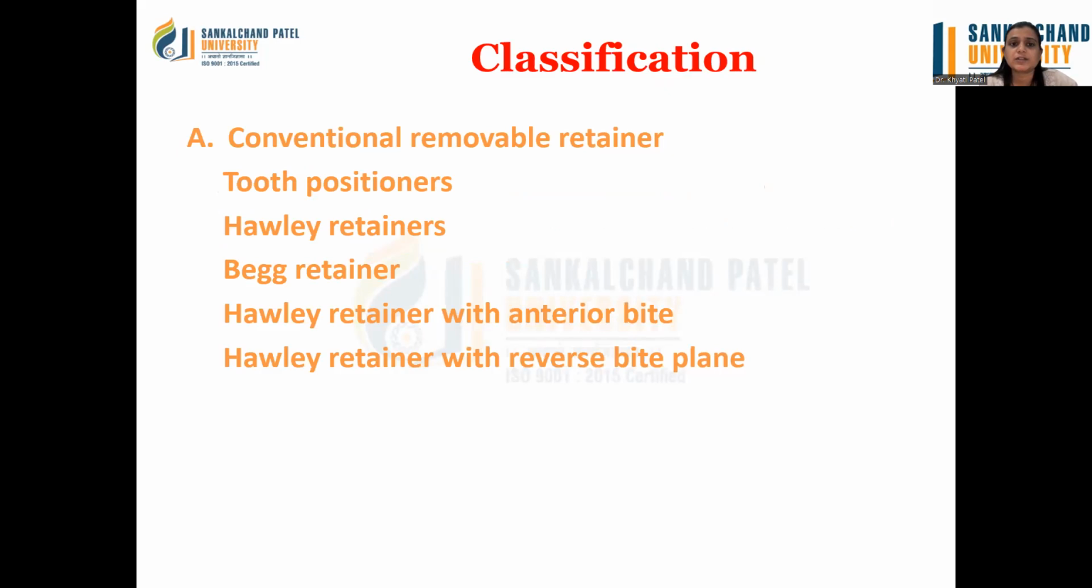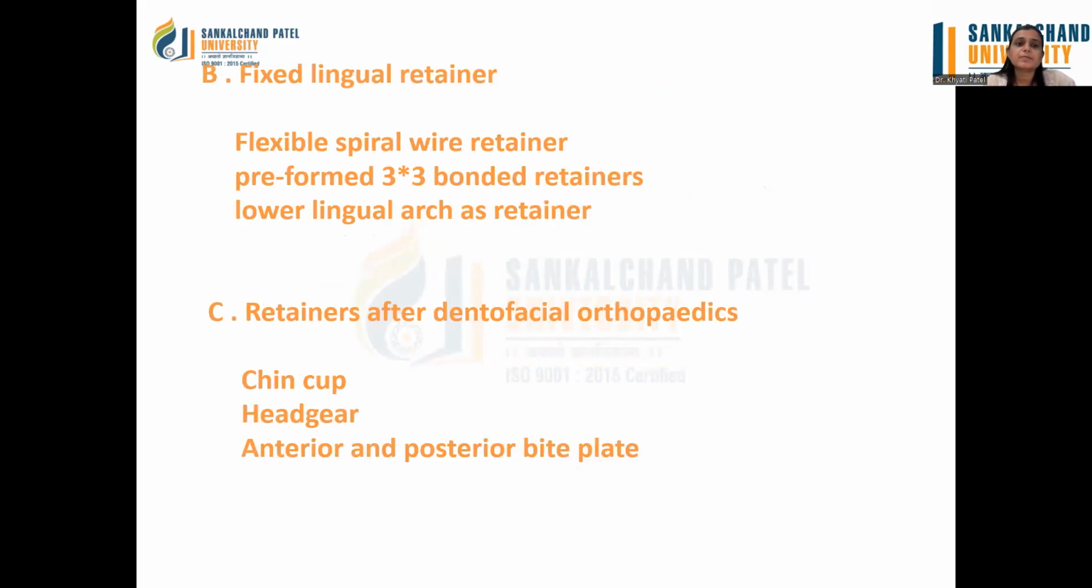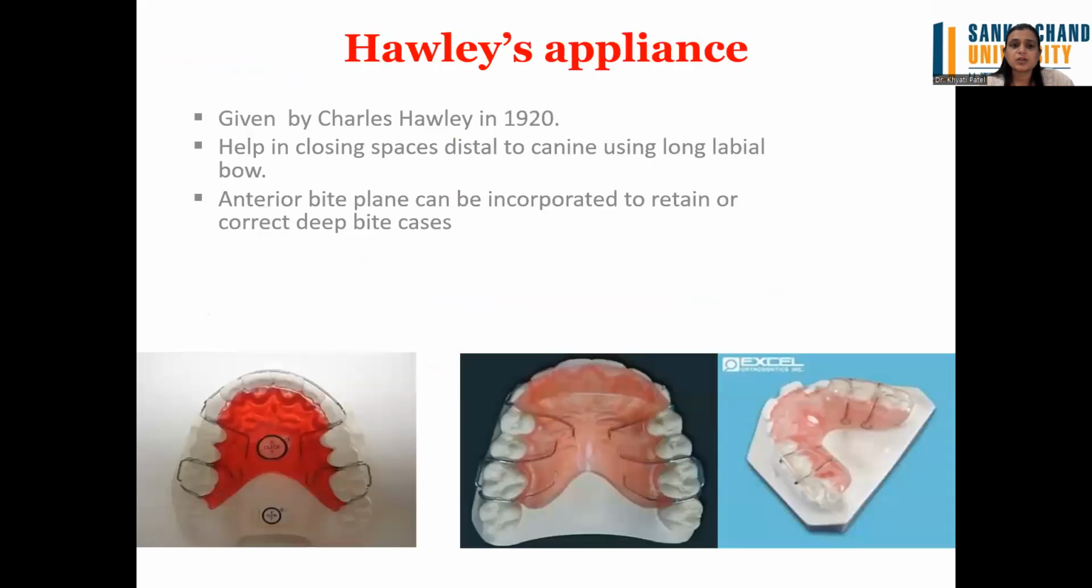So, classification of the retainer. First is the conventional removable retainer, in which there are tooth positioners, Hawley's retainer, Begg retainer, Hawley's retainer with anterior bite plane, Hawley's retainer with reverse bite plane. In fixed lingual retainers, there is a flexible spiral wire retainer, preformed 3-3 bonded retainer, lower lingual arch as a retainer, and retainers after dentofacial orthopedics. There is a chin cup, headgear, and anterior and posterior bite plate.